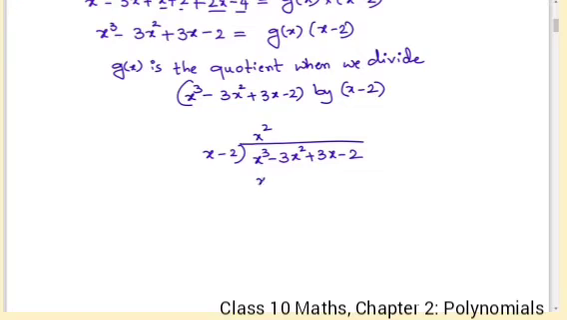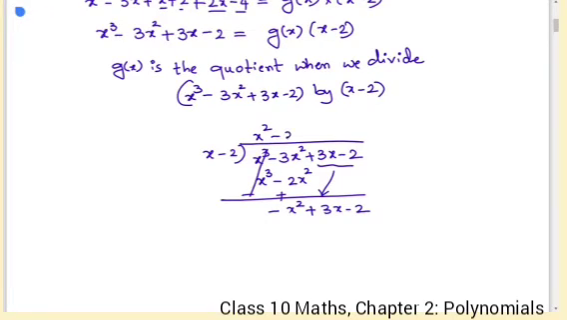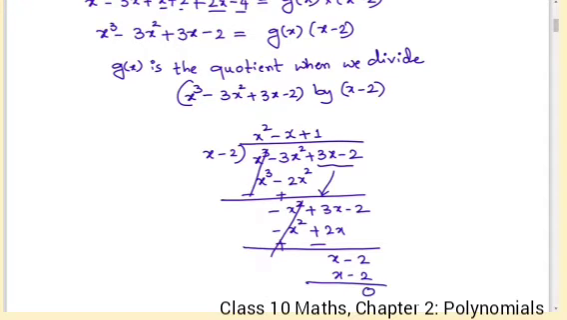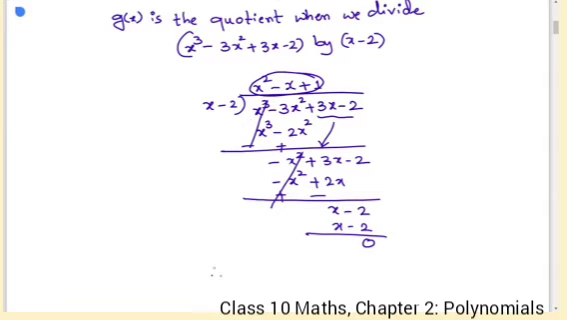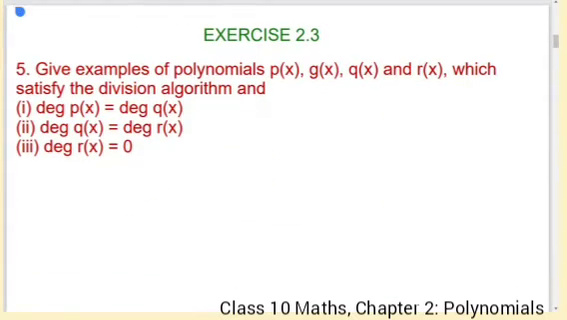x cube minus 3x square plus 3x minus 2, divide it with x minus 2. Multiply it with x square, it becomes x cube minus 2x square. Sign changes, these two get cancelled. Write down the remaining terms, minus x square plus 3x minus 2. Now multiply it with minus x, first term gets cancelled, remaining terms are x minus 2. So plus 1. Now remainder becomes 0 here and quotient will be x square minus x plus 1. Therefore g of x becomes x square minus x plus 1.